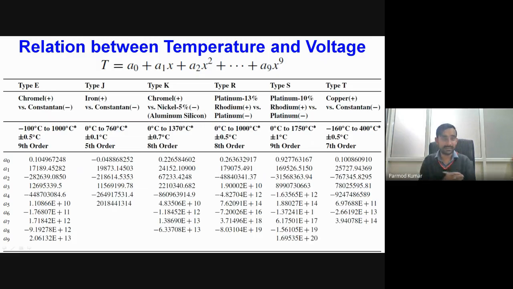So this is one more table. In this particular table, what we are trying to do is relate the value of temperature with voltage with the help of some polynomial fit. This is a higher order polynomial fit which we are considering over here. So what is the need of using this type of polynomial fit? Let me first explain this to you.